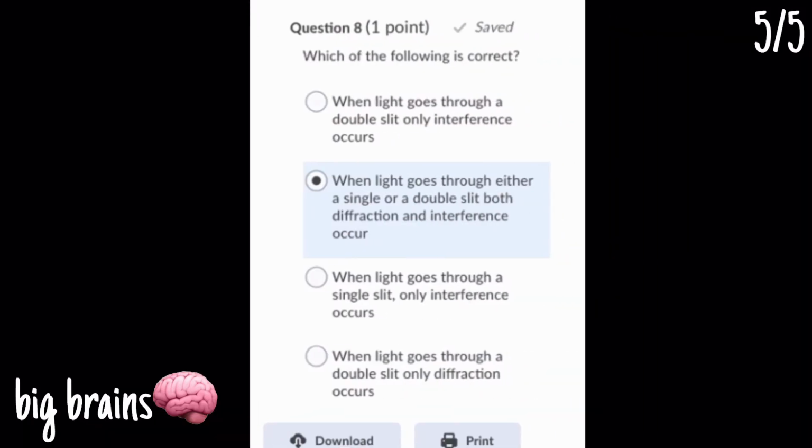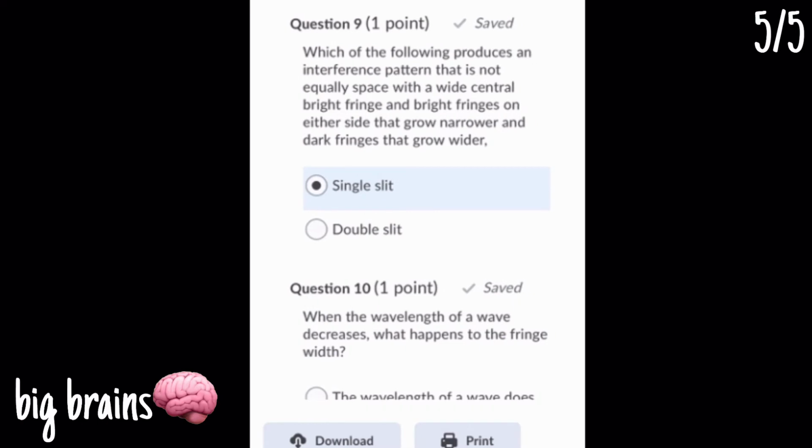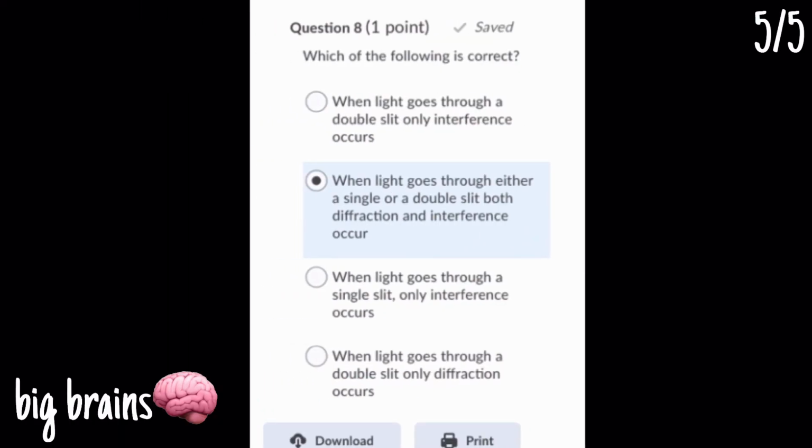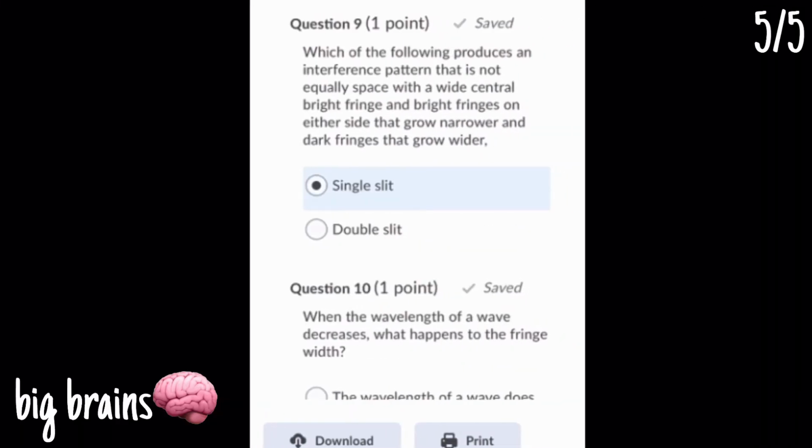Which of the following is correct? When light goes through either a single slit or both, diffraction and interference occur. That's just something that was in the notes. Also because it's a slit, right? Yes, it's a slit, so that is an opening and it's obstructing the waves, so it's going to go through it. And diffraction and interference are what happen as a result of those slits, so that's where you see the pattern of the fringes. It is not equally spaced. So this is basically just vocab. The answer is single slit. You can read through it, and yeah.